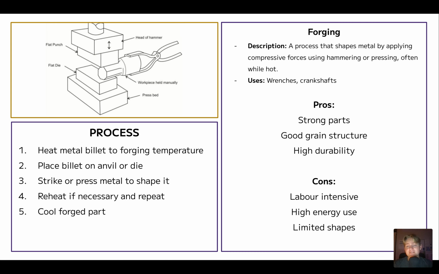Next, the forging process is a process that shapes metal by applying compressive forces using hammering or pressing, often while hot. So this would be for strong. This is when we need something that's very strong with a high tensile strength, like a wrench or a crankshaft. So the pros of it is that we are creating some super strong parts here with high tensile strength, and we're also creating something with a good grain structure, which means we have a very high durability. So this is all kind of the same thing, really, those pros. But that is basically the main benefit of forging.